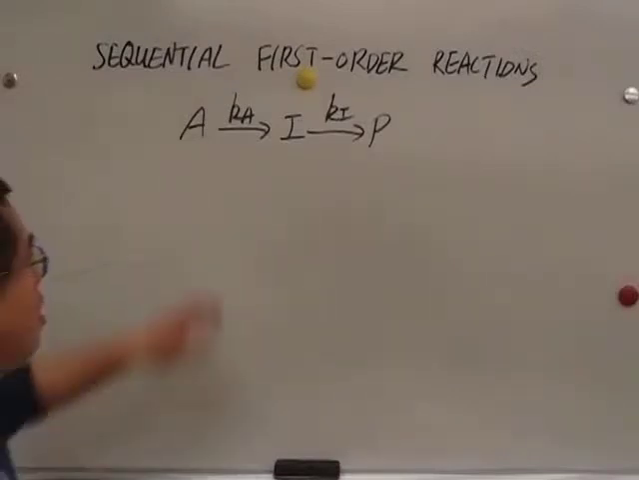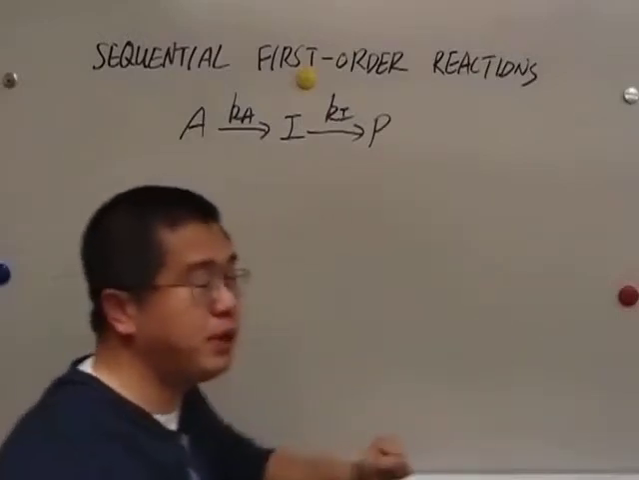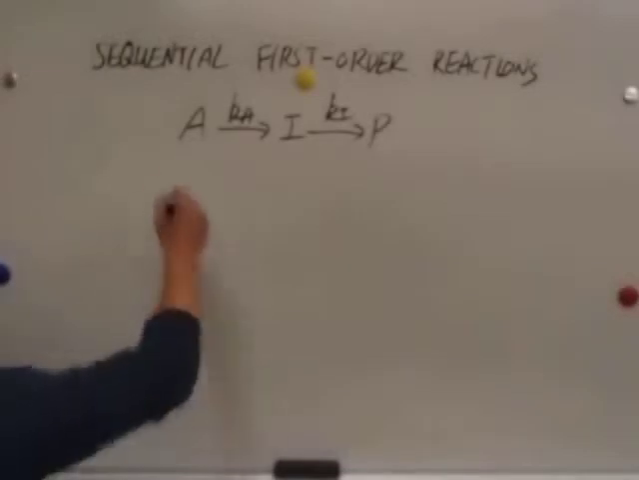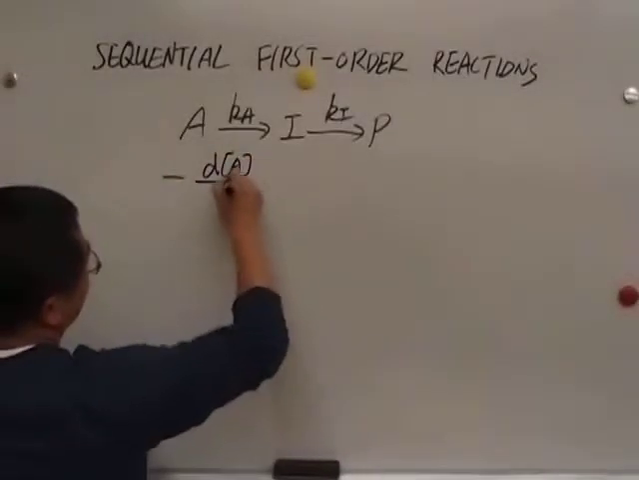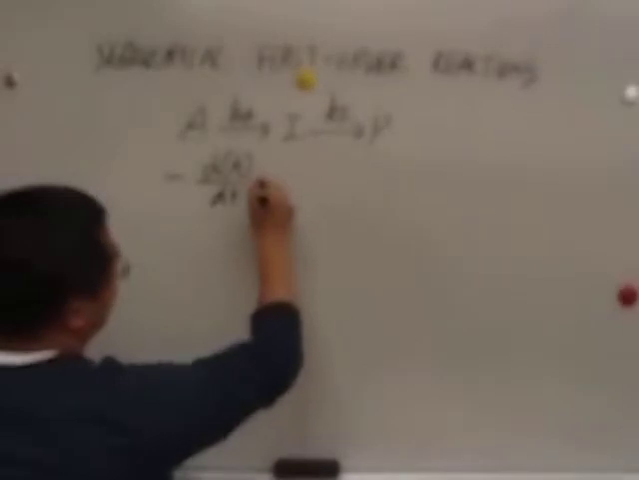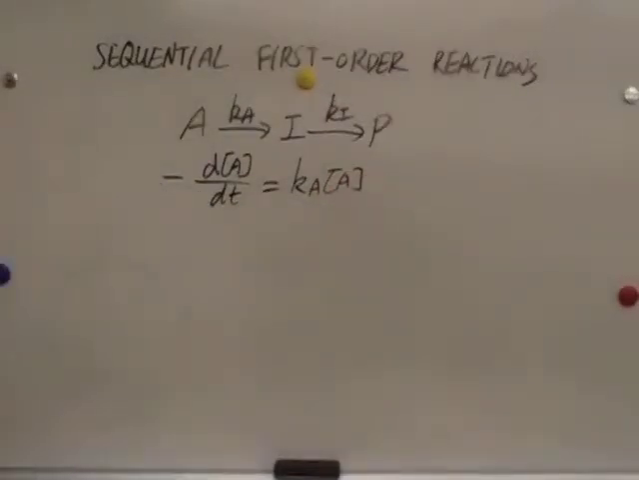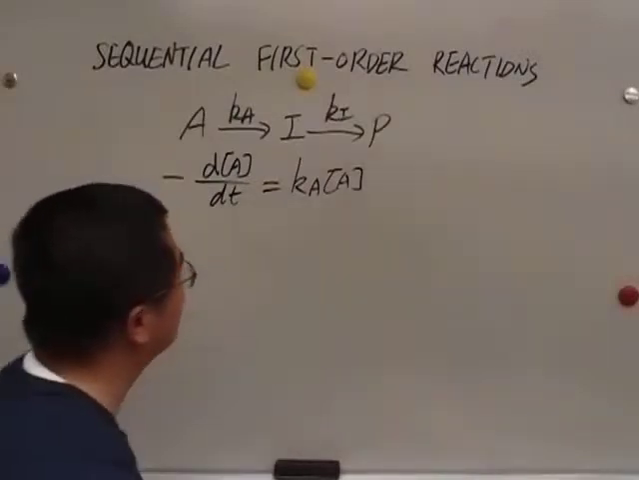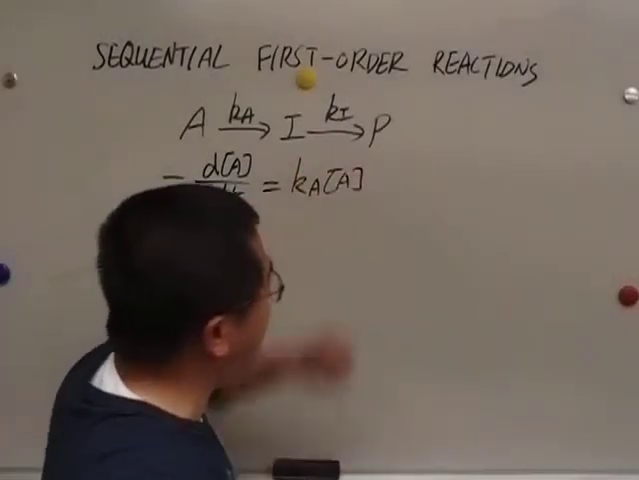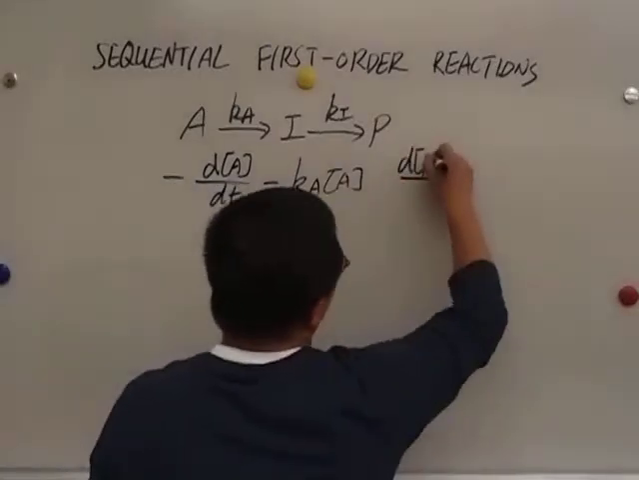So if we see three different species in this chemical reaction, we can write out three differential equations. So first, we'll write the differential equation for A. A is consumed in the first step. Therefore, there's a negative sign here. And then we're going to look at P. P is produced in the second step, and it's positive.